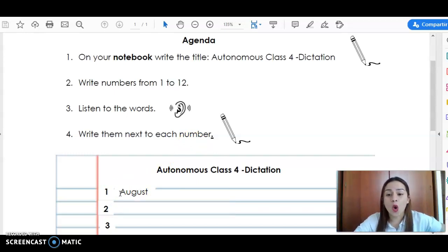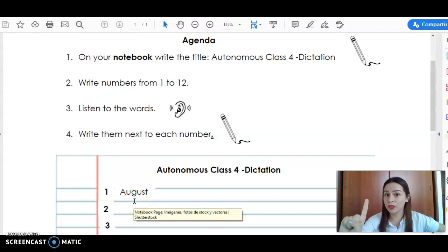It's O, O. These 2 letters sound O. And then G, O, S, T. O, G, O, S, T. August. Perfect. Now that we have the first word, we're going to the number 2.